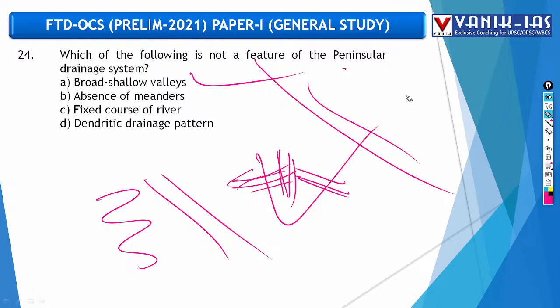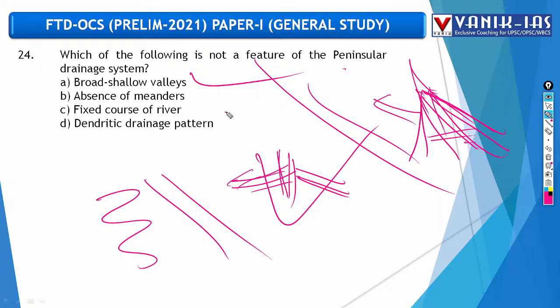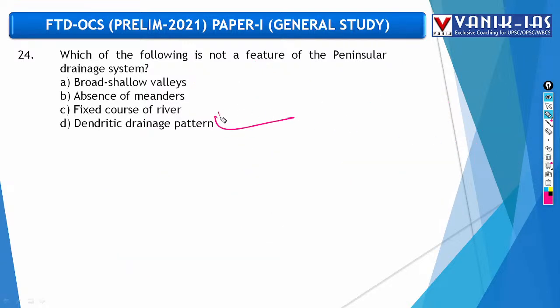And what is the dendritic drainage system? Dendritic means like tree branches. This happens in the lower course where flow is very slow, especially in the case of the peninsular rivers, and in the perennial Himalayan river system. So D is your answer. This does not happen, the dendritic drainage system.